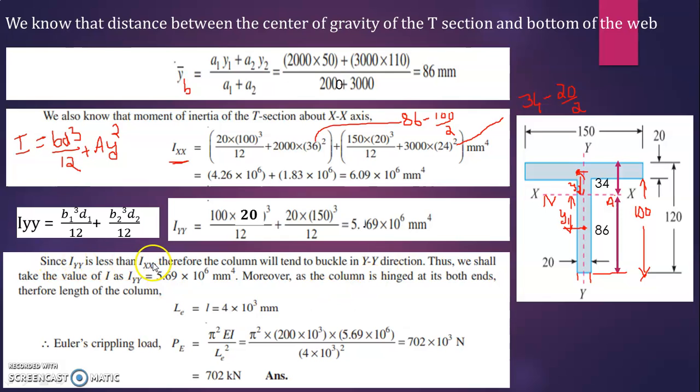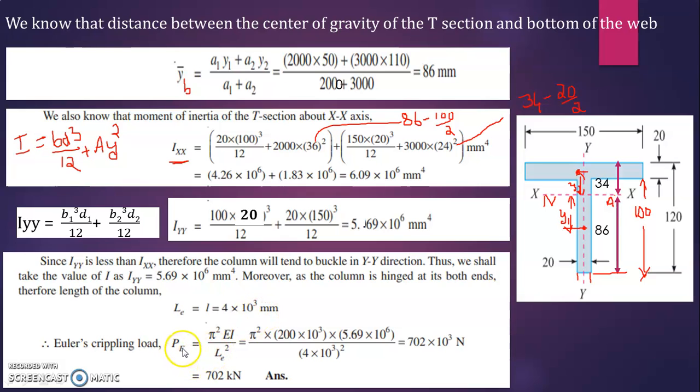Since Iyy is less than Ixx, the column will tend to buckle in the yy direction. Therefore, we have to consider the value of I as Iyy, that is 5.69 into 10 raised to 6 mm4. The lesser value you have to consider, that is Iyy 5.69. Here it is 6.09, so this is the lesser value. So I is equal to 5.69 into 10 raised to 6 mm4. Now you can use the formula, but what is LE? The column is hinged at both ends, so LE is equal to L. L is equal to 4 into 10 raised to 3.